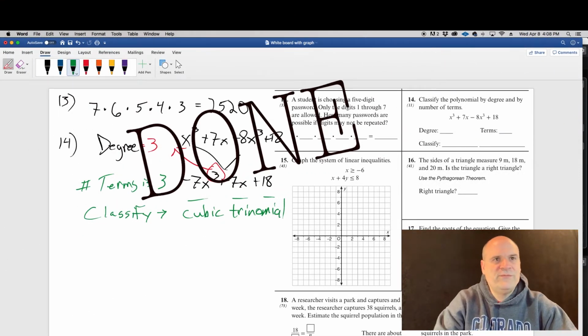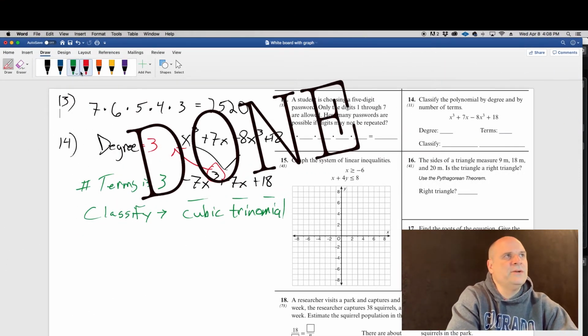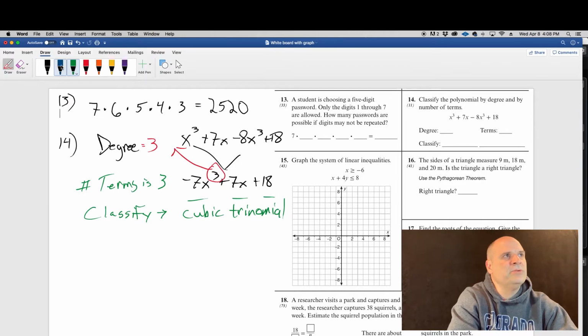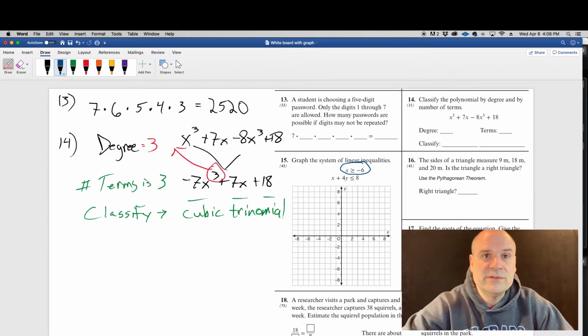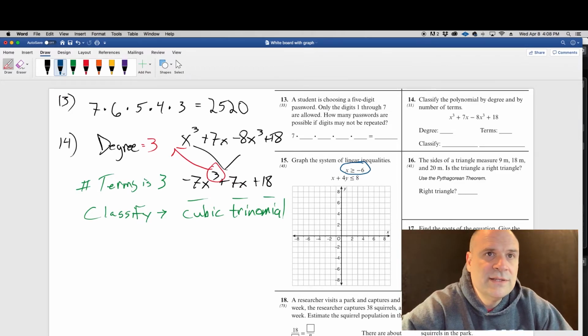All right, number 15, graph the system of linear equations. Awesome, my pleasure. So let's graph this. Remember, when it's x equals something, that's a vertical line. So greater than or equal to negative 6, it's gonna be here. So it's a solid line because it's greater than or equal to.